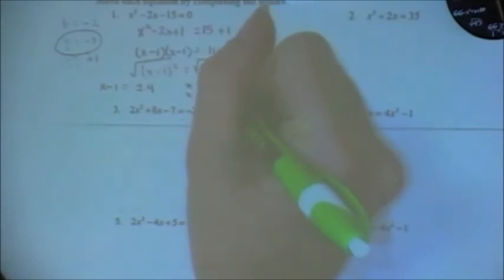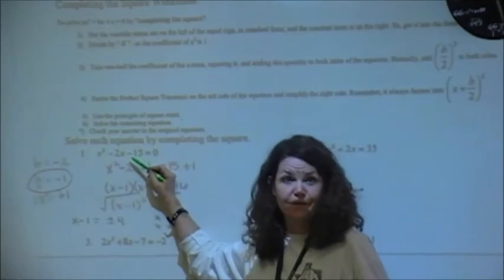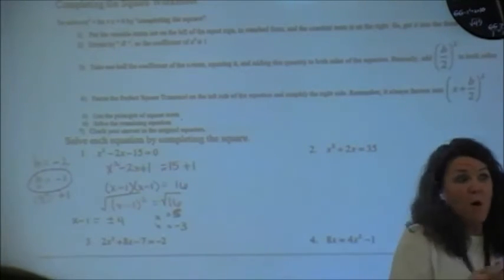Everybody okay? Now, if I go back and look at it, I'm like, well, I could have factored that. Yes, you could have. But completing the square always works, whether it's factorable or non-factorable, imaginary, irrational, doesn't matter. Completing the square always works, just like the quadratic formula.